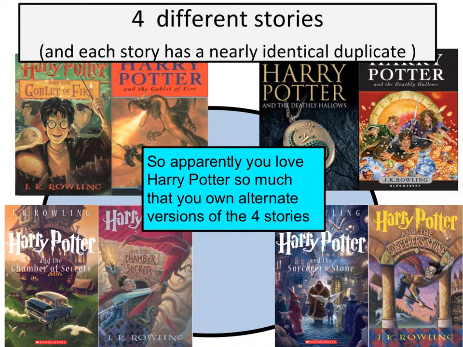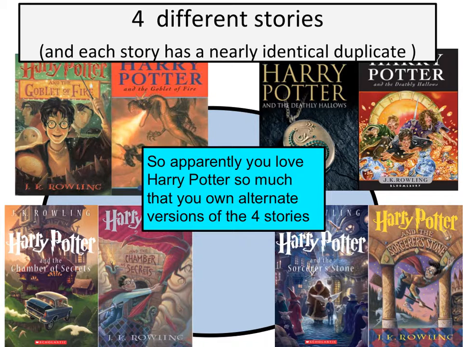So, to stick with our analogy here, apparently you love Harry Potter so much that you own all the alternative versions of the 4 stories, right? So maybe the Goblet of Fire is easy to find in a bookstore, but you found this version of the Goblet of Fire in some, I don't know, garage sale.